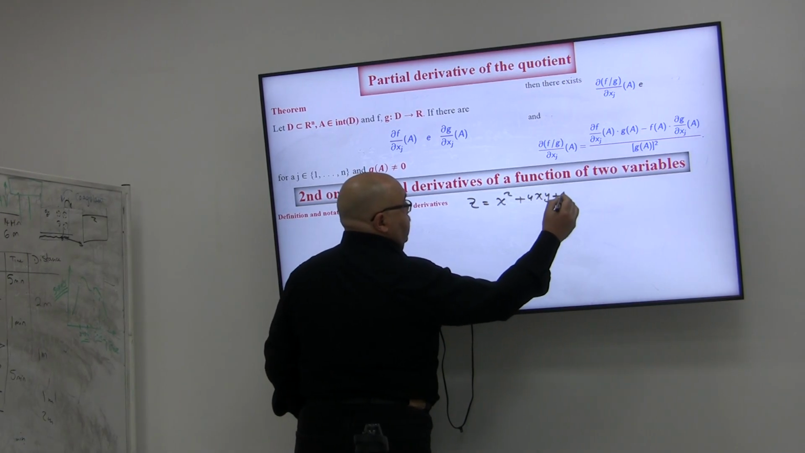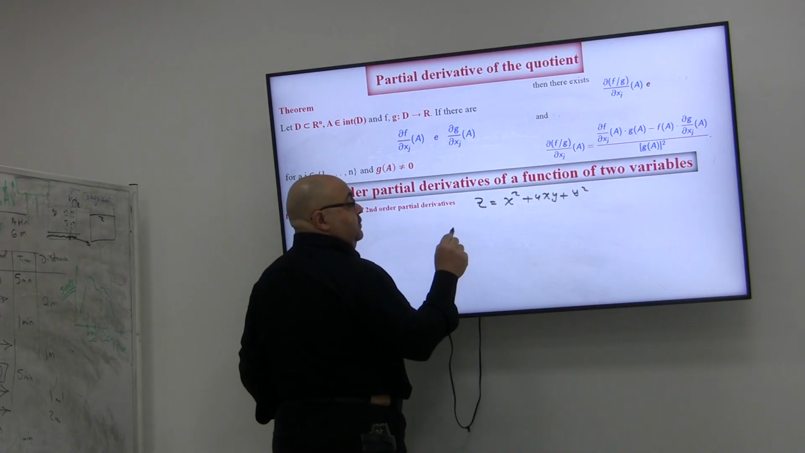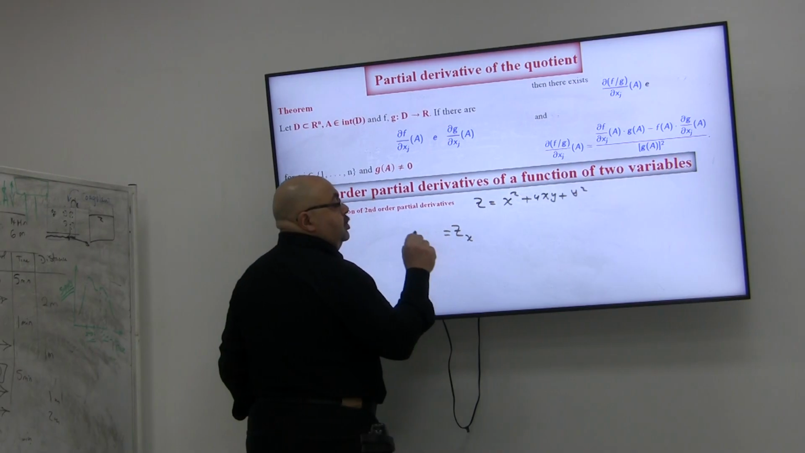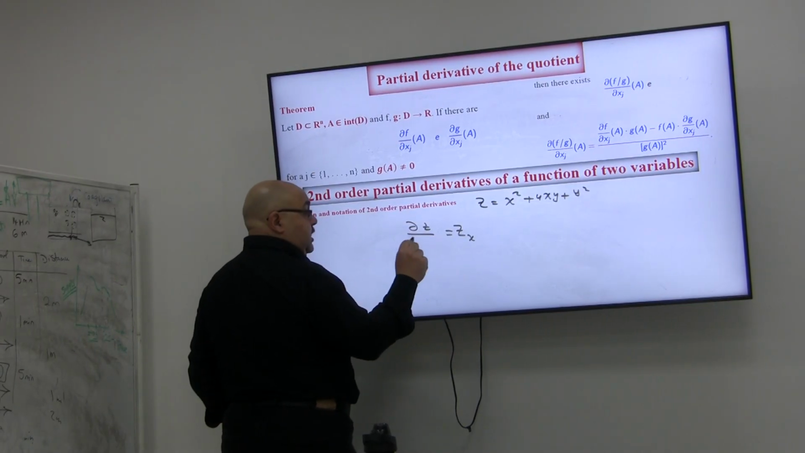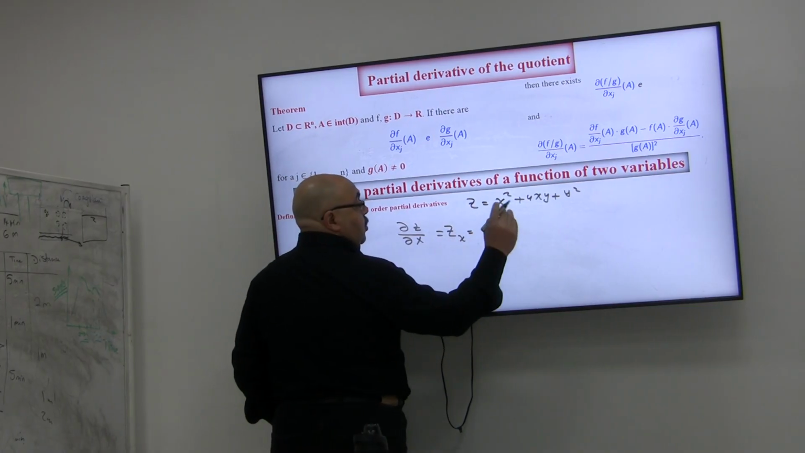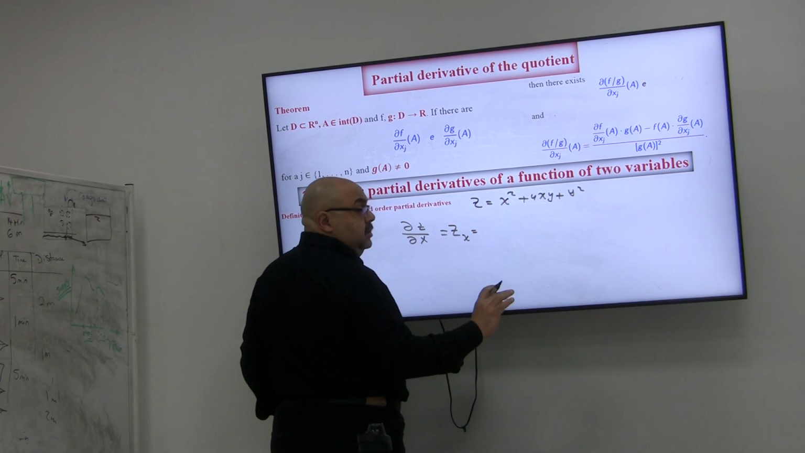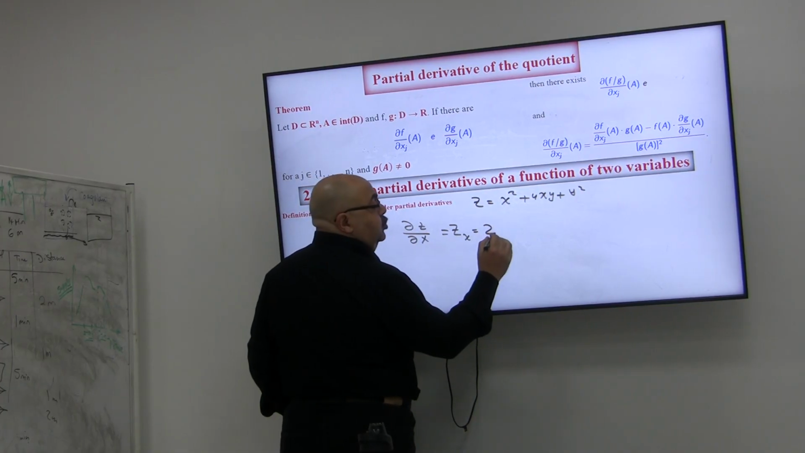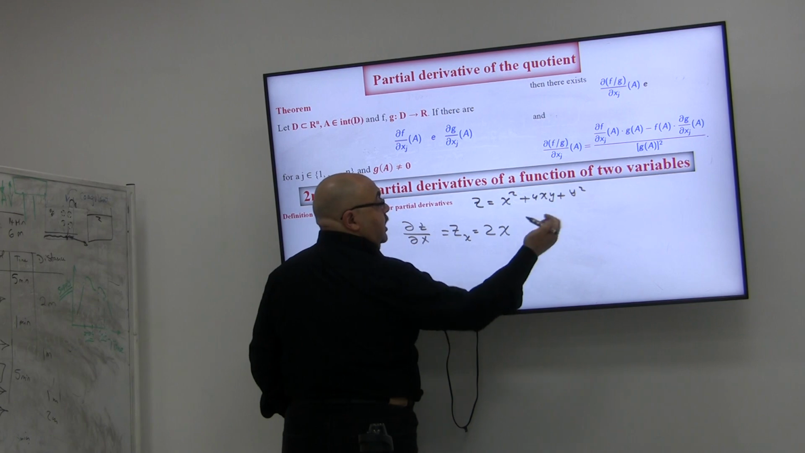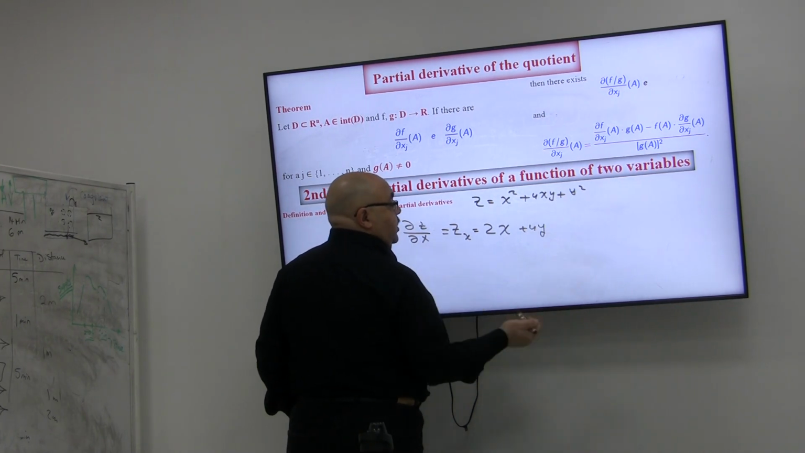Take z equals 2x squared plus 4xy plus y squared. I want to differentiate this function with respect to x. So it's going to be z sub x, which means partial z, partial x. How to do it? I will differentiate with respect to x, treating y as a constant. So it's going to be 4x. Then differentiating x gives 1 times 4y, so it's going to be 4y. Differentiating y squared, which is a constant, gives 0.